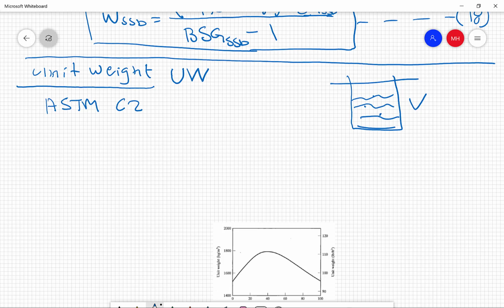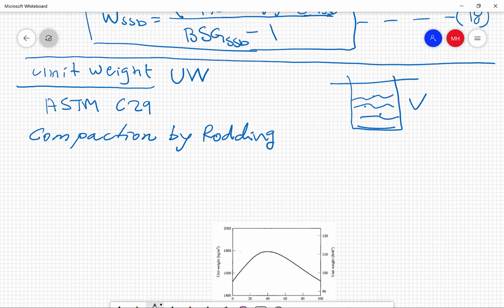So basically, the ASTM standard method calls for compaction by rodding. I forgot to write C29. Compaction by rodding, just to bring some uniformity and repeatability to the experiment. Okay, so the unit weight of light aggregate is often determined in a loosely packed condition without compaction. This is just for your information.